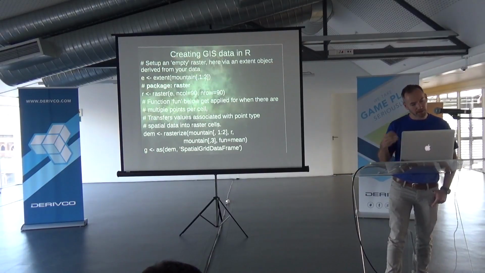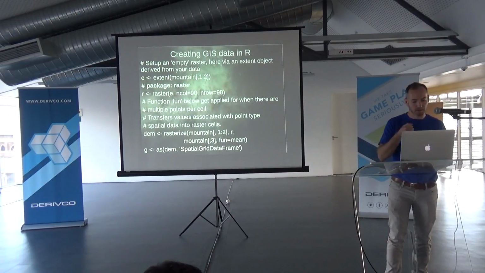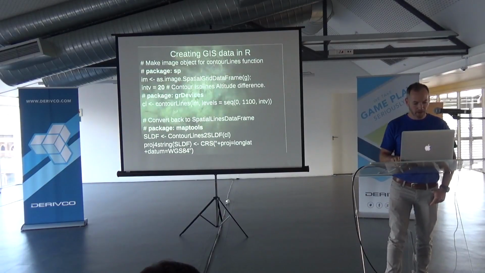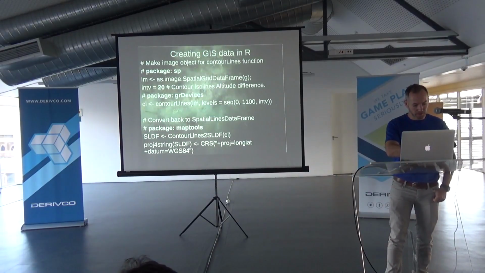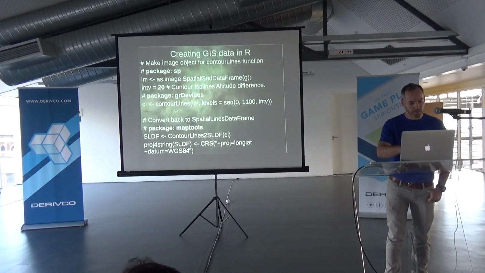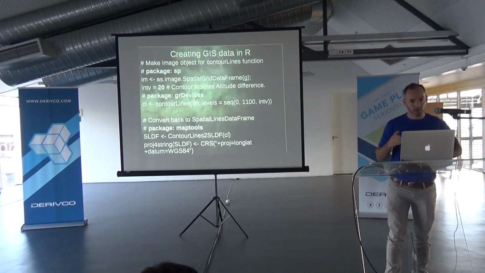The sp package can handle raster format, and there's a raster package. I'm just moving between two different packages, a representation of that. Then I cast it as an image, and here my interval parameter defines how far apart these contour lines are. So I chose 20 meters to create 20-meter intervals.